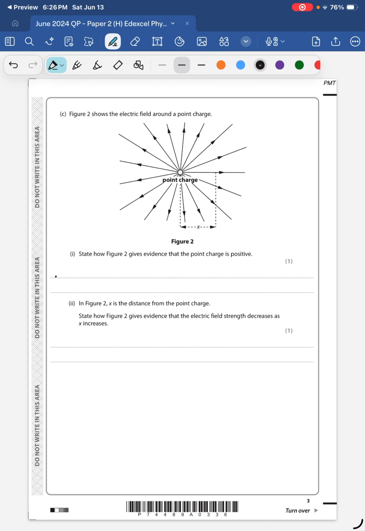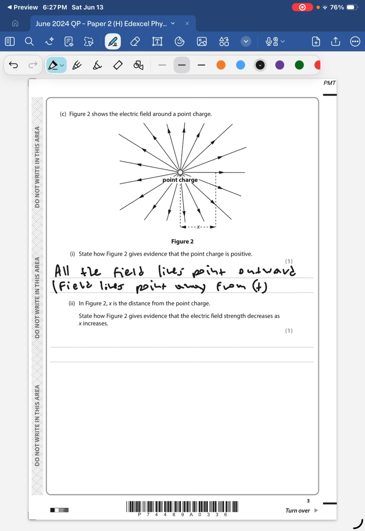So all the field lines point outward. Is there anything else we need to write? So you can write in parentheses that field lines point away from positive charge and into negative.